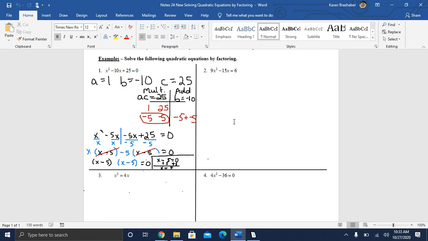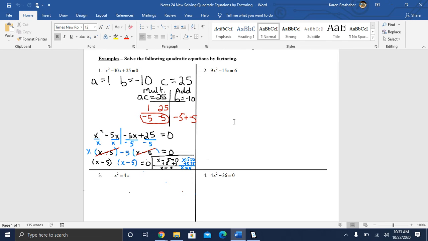And I could do that for the other one, for my other factor, which was also x minus 5, but that will end up giving me the exact same answer. I can add 5 to both sides of the equal sign and end up with x equals 5.